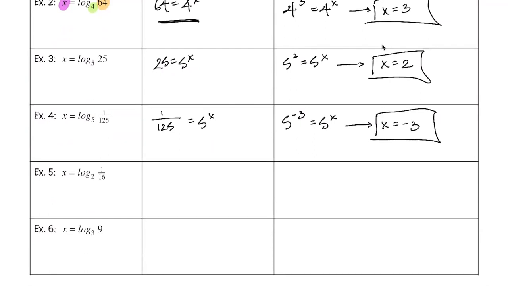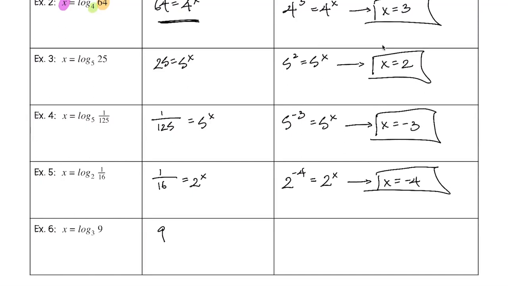We try the same thing with the last two. We get 1/16 equals 2 to the x. I know that 2 to the -4 power gives me 1/16, and so that means that x equals negative 4. And the last one I think is pretty straightforward. We get 9 equals 3 to the x. We know that 3 squared is the same as 9, and so we get x equals 2 for our last one.